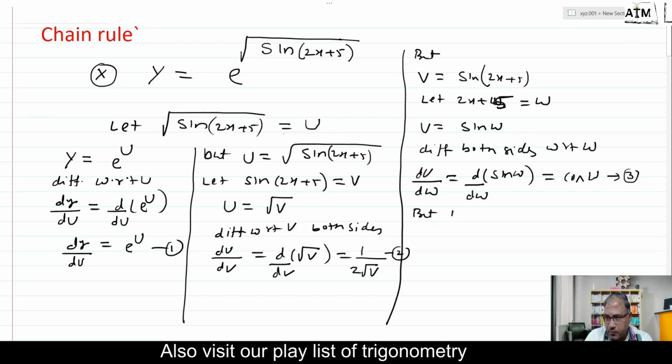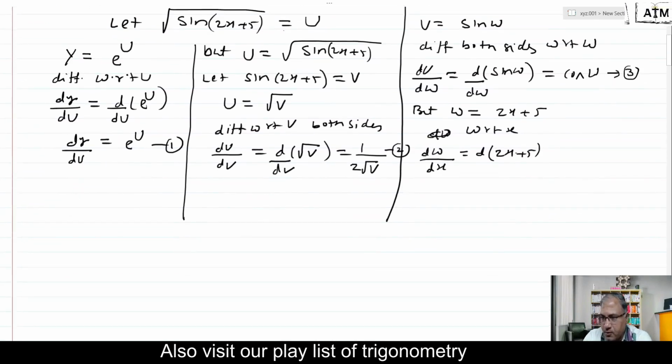But w equals 2x plus 5. So differentiating both sides with respect to x, dw upon dx equals the derivative of 2x plus 5 with respect to x, which equals 2. Let us call it equation number 4.